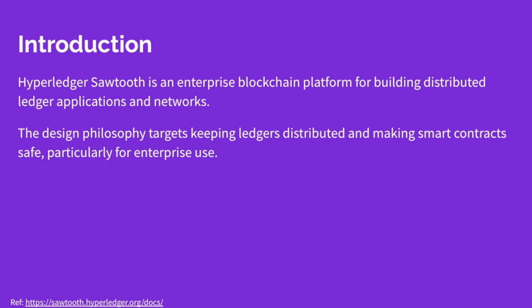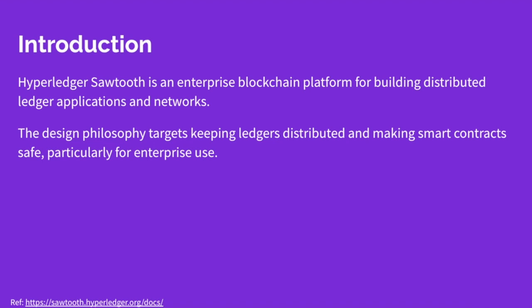As you can understand, it comes under the umbrella of Hyperledger, which is from the Linux Foundation. It's already widely adopted in various use cases, and still getting adopted in many others as well. The main goal behind this DLT is that it is an enterprise blockchain for building distributed ledger applications and networks. The design philosophy is keeping the ledger distributed and making the smart contract safe, especially for enterprise use.